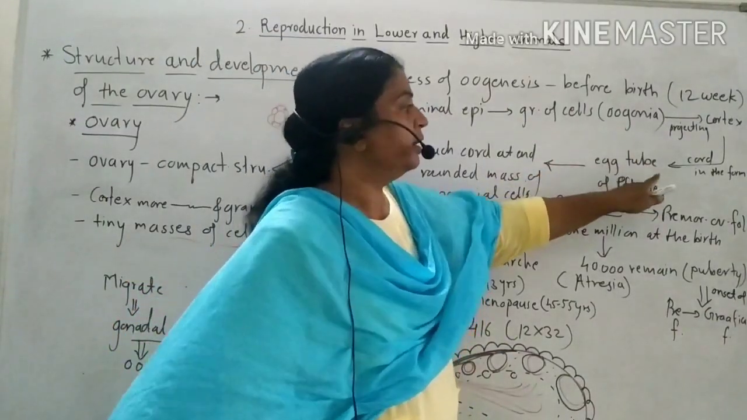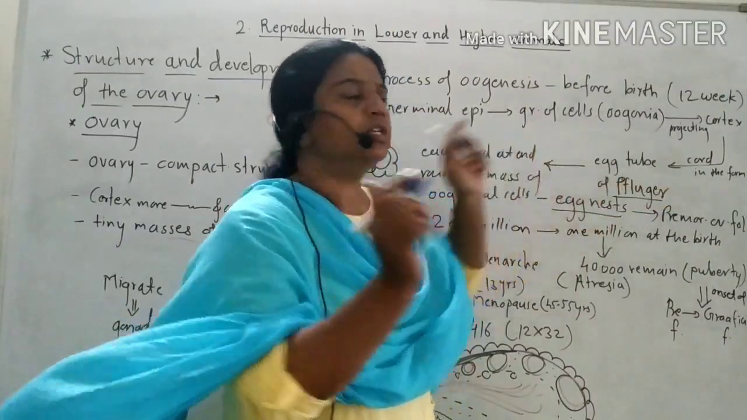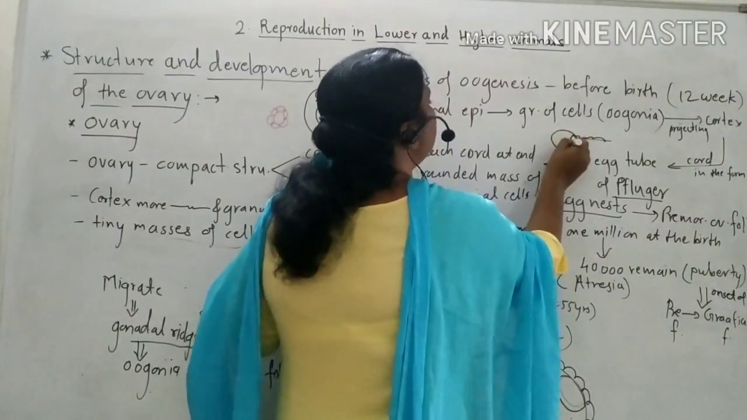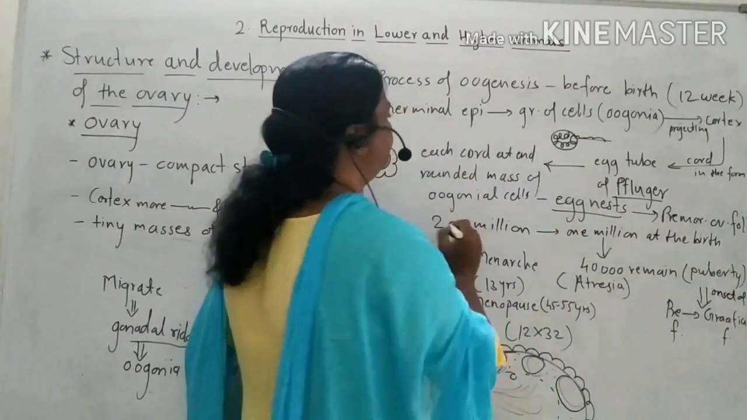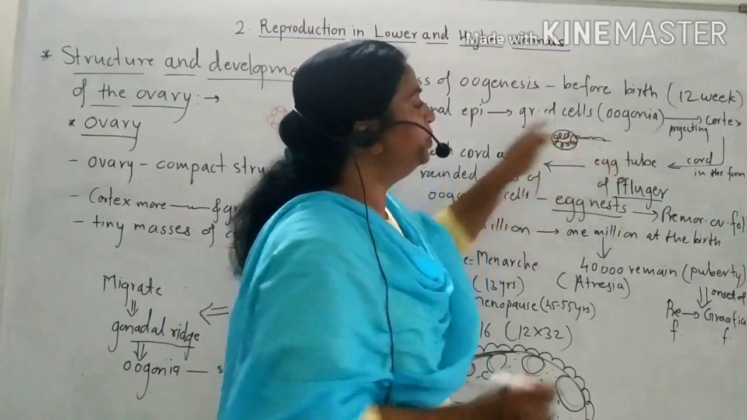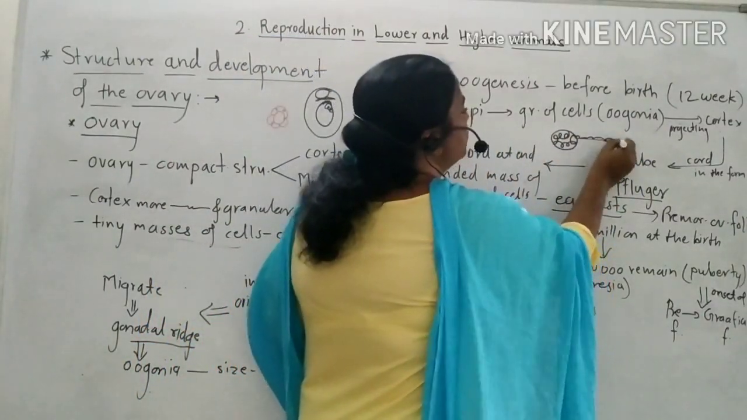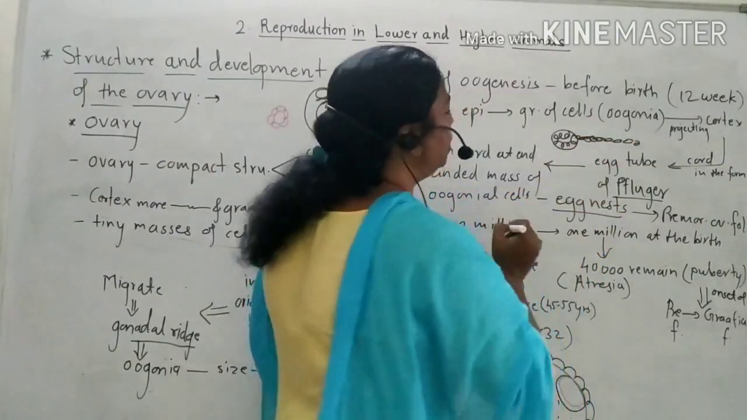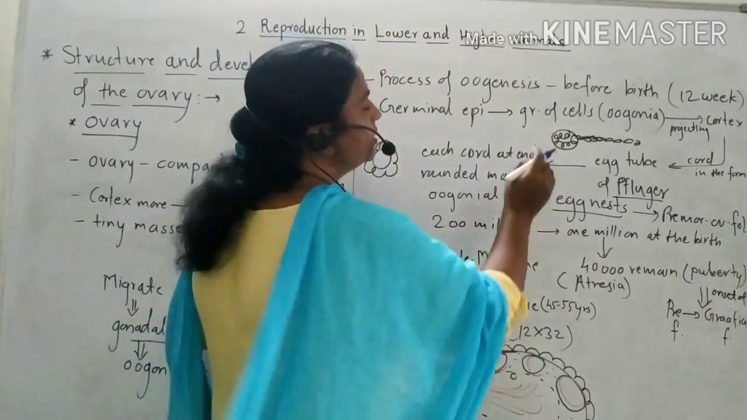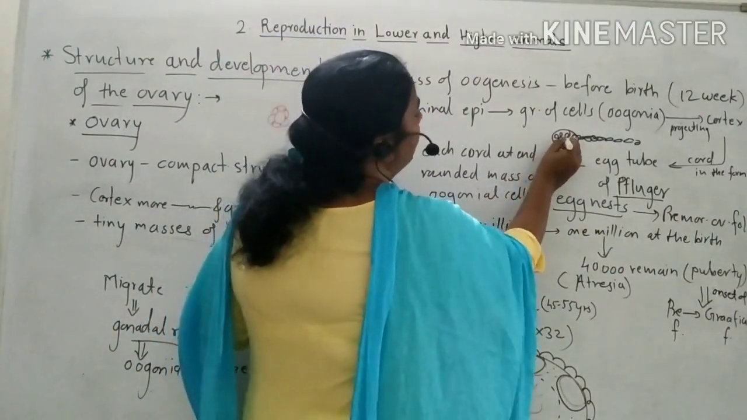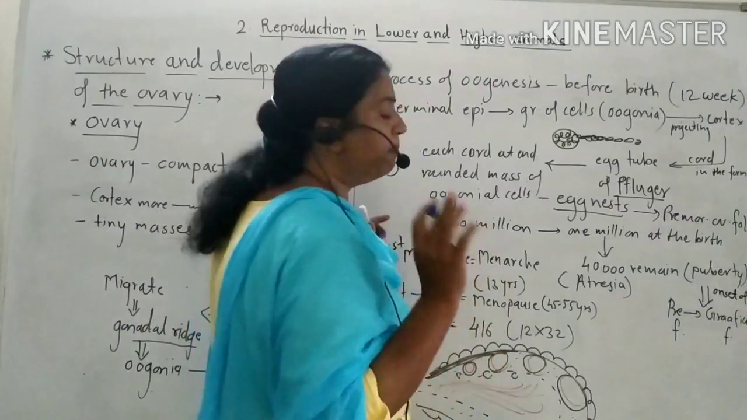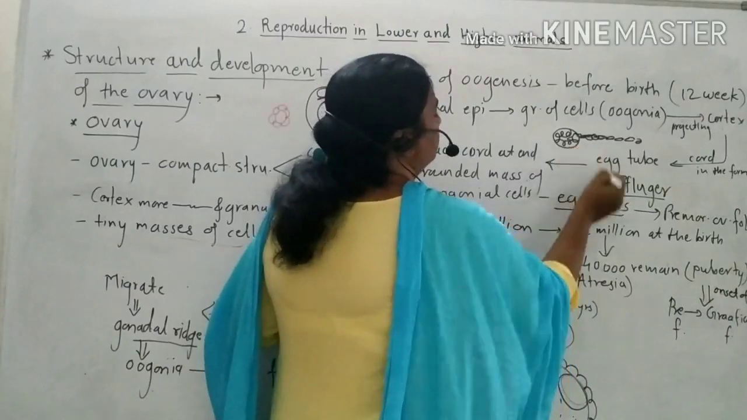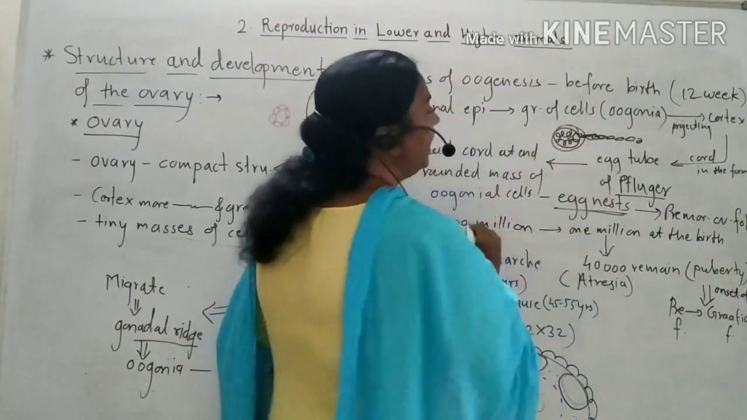And these oogonia are in the form of cords. Small cords are there, and these cords have a tiny mass of cells at the tip. These cords are called egg tubes. These small oogonia which are connected to each other are called egg tubes, and at the end the egg tube has a rounded mass of oogonia. This is called an egg nest.